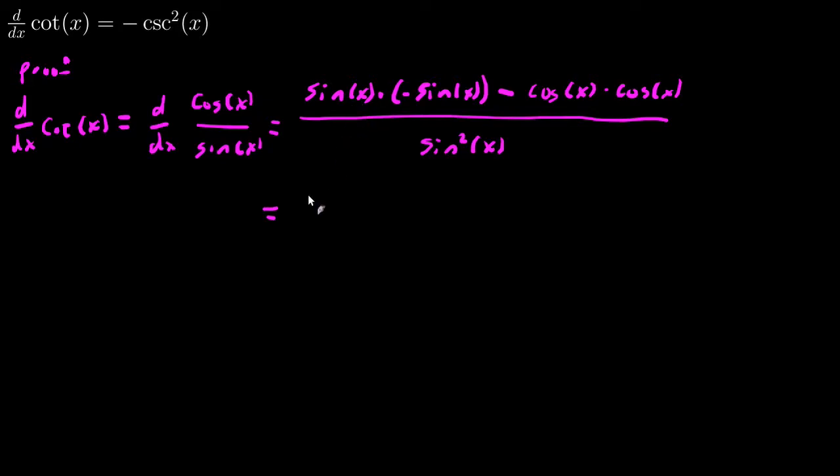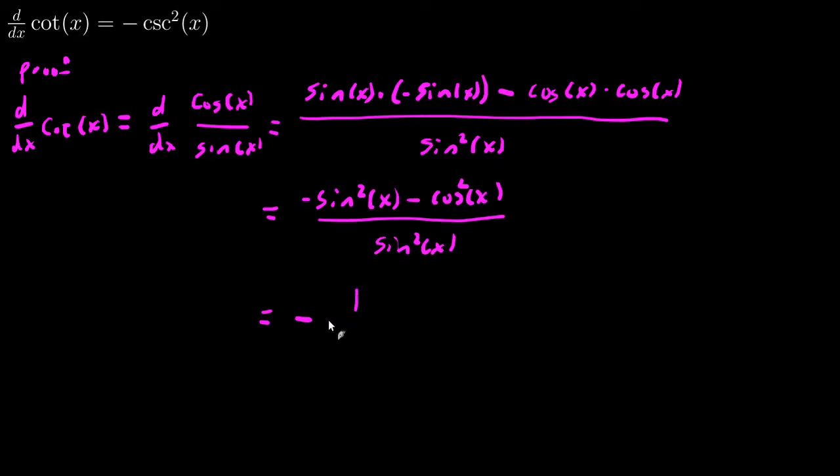And in this case, I get negative sine squared x minus cosine squared x all over sine squared x. And I can factor the negative out of here, and when I factor the negative out, I get sine squared plus cosine squared, which is 1. And just like before, 1 over sine squared is cosecant squared. And I still have the negative. And there we have that one.